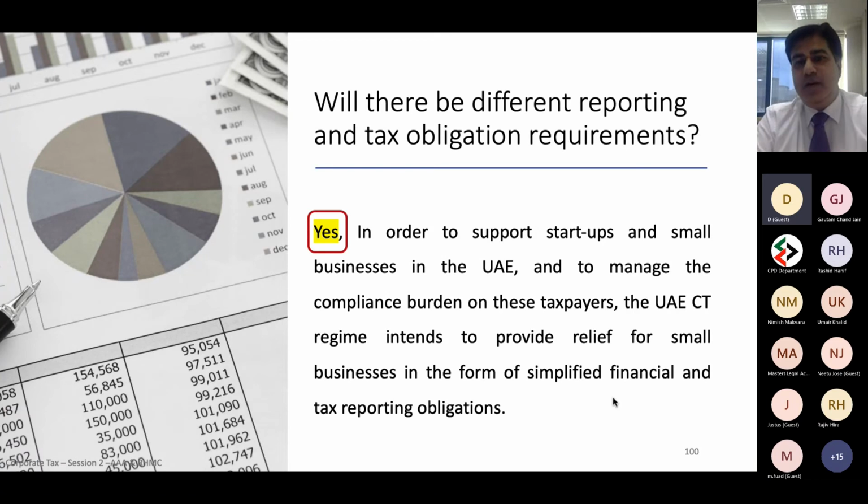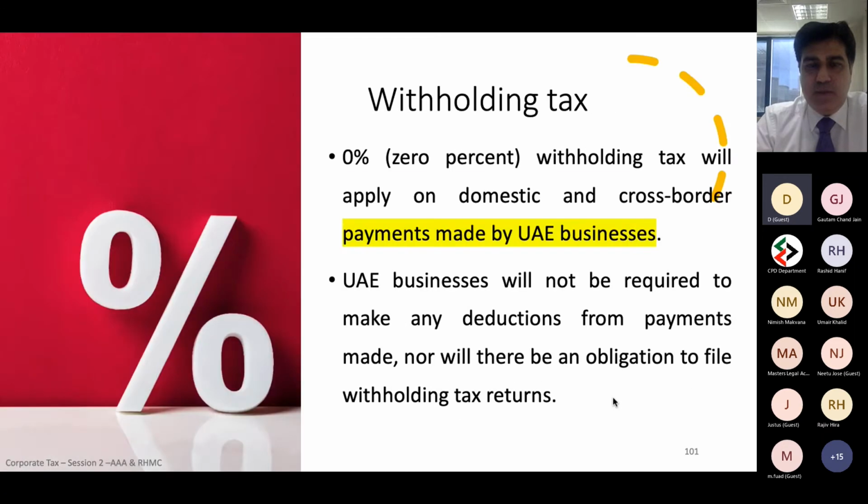Will there be different reporting and tax obligation requirements? The answer is yes. In order to support startups and small businesses in UAE and to manage the compliance burden of those taxpayers, the UAE corporate tax regime intends to provide relief for small businesses in the form of simplified financial and tax reporting obligations. Now, how it will come, we have to wait and watch. But this is certain, that it will not be a standard approach which will be used.